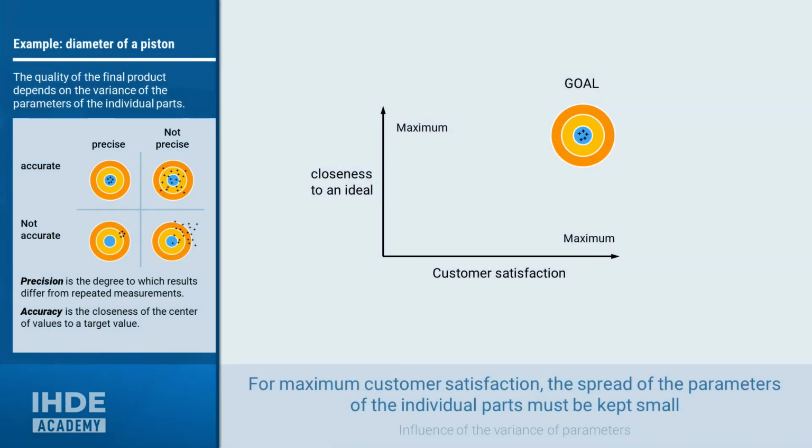If we apply what we have just learned to the case study from the beginning, and it is our goal that the customer is as satisfied as possible with an end product, then it is necessary to keep deviations as small as possible. In other words, to keep deviations in the process location and process spread from the ideal as small as possible.